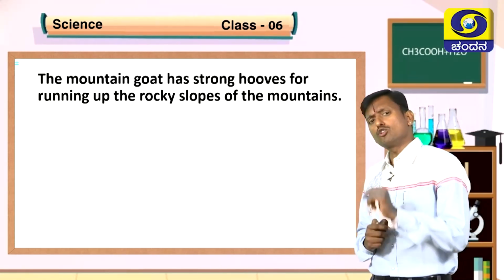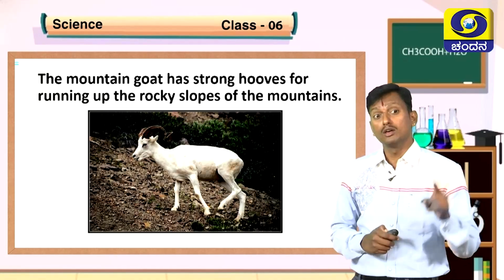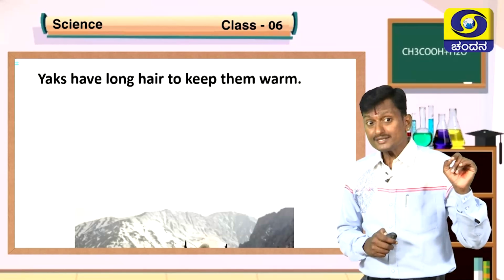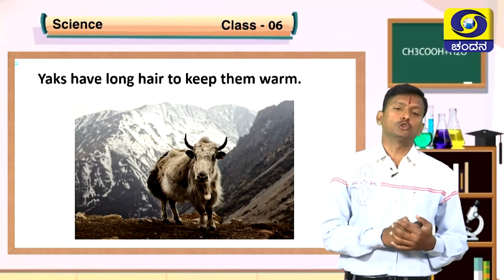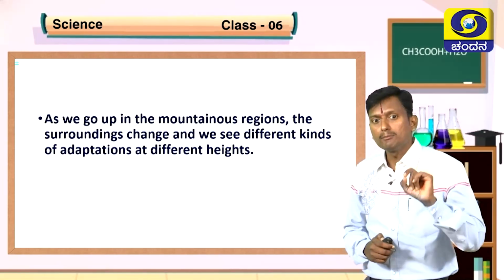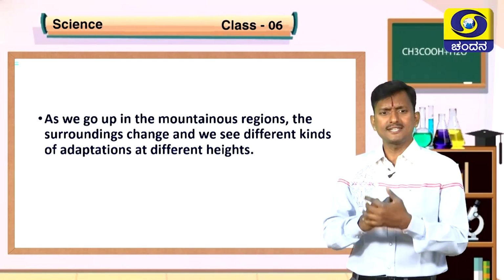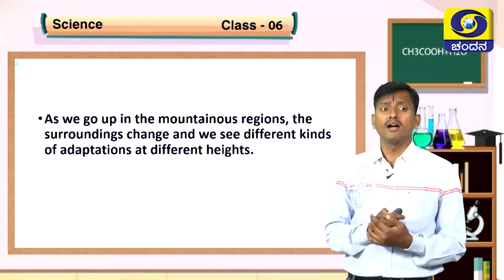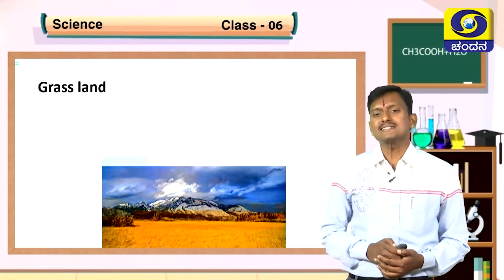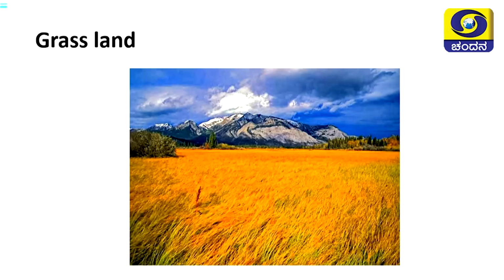The mountain goat has strong hooves for running up the rocky slopes of the mountains. Yaks have long hair to keep them warm. See the yak. As we go up in the mountain regions, the surroundings change and we see different kinds of adaptations at different heights. Let us see grassland. Grassland is a type of climatic condition.